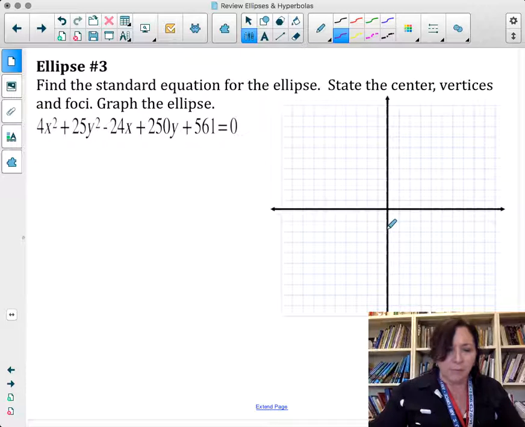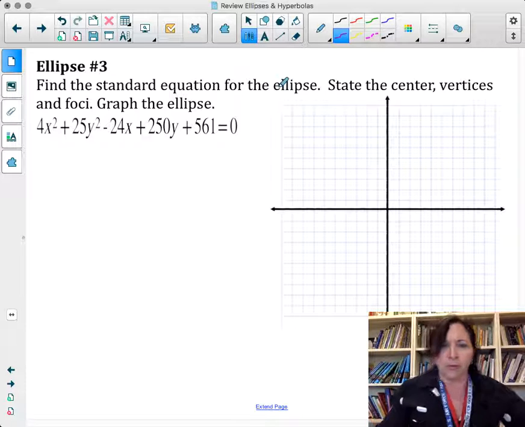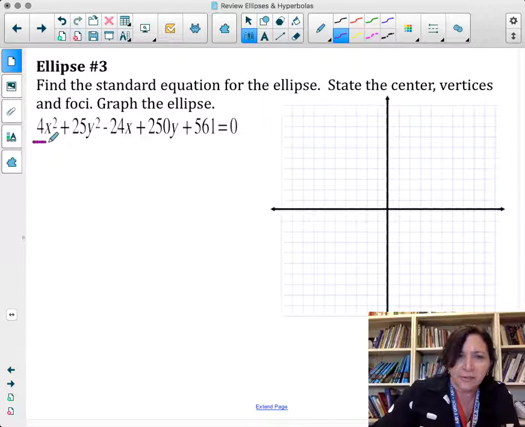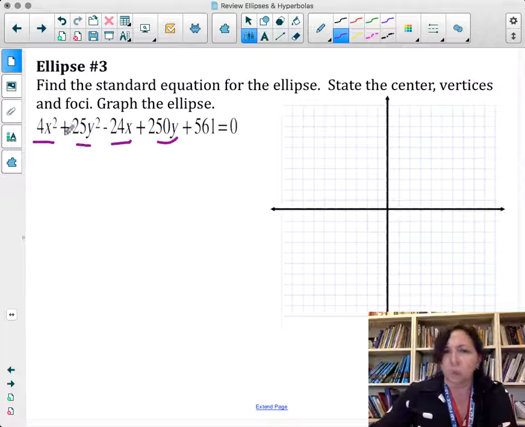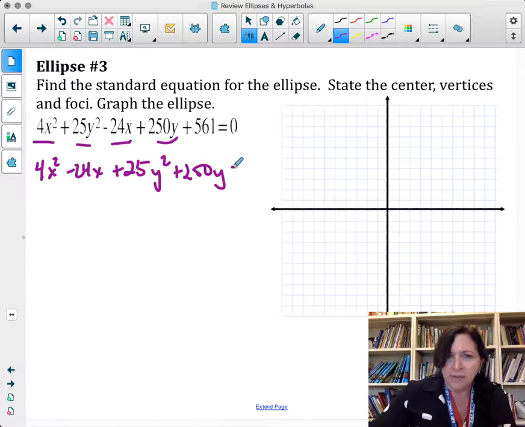Okay, so number 3 says find the standard equation for the ellipse. State the vertices, the focal points, and graph the ellipse. So for this problem, again, I see an x squared term and an x. I have a y squared term and a y. So I am going to complete the square twice. So let me separate my x's and y's. So we have 4x squared minus 24x plus 25y squared plus 250y is equal to negative 561.